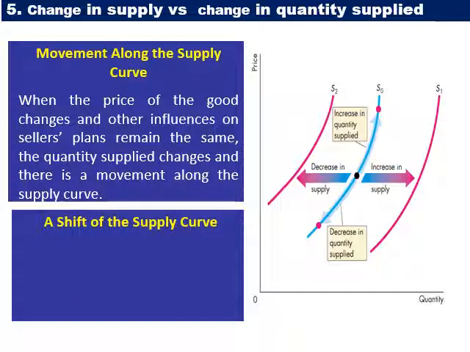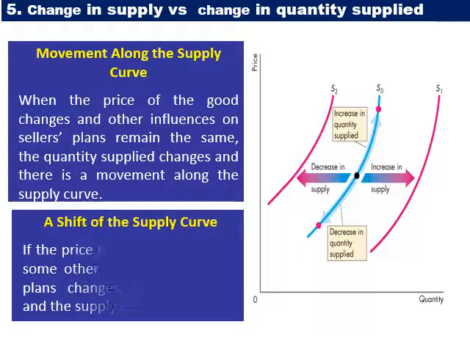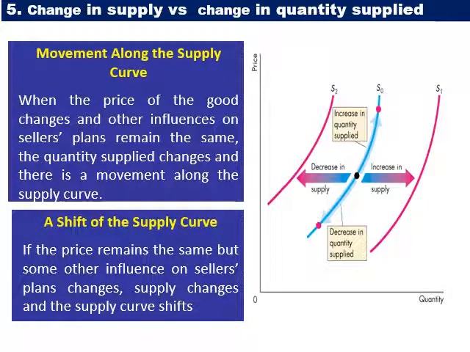On the other hand, a change in the supply means that there is no change in the price of the good, but there are changes in any of the previous 6 factors that I have just explained. So in this case, if the supply increases, the entire supply curve will move from S0 to the right, and we will have a new supply curve, which is S1. In opposite, if the supply decreases, then the entire supply curve will move from location S0 to the left, and we will have a new supply curve, which is S2.